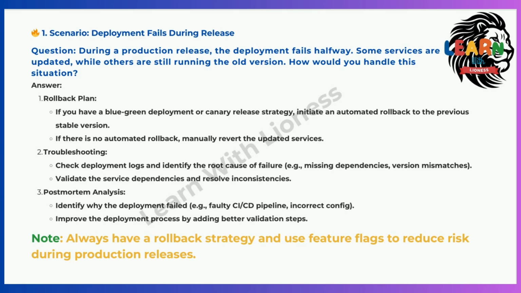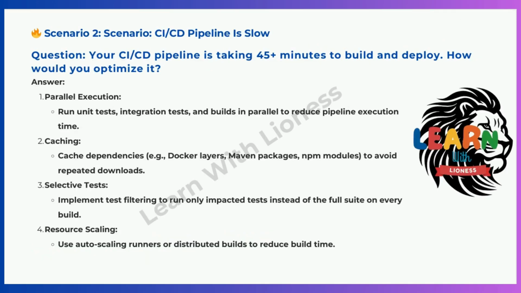3. Post-mortem analysis. A. Identify why the deployment failed, for example faulty CI/CD pipeline, incorrect config. B. Improve the deployment process by adding better validation steps. Note: always have a rollback strategy and use feature flags to reduce risk during production releases.